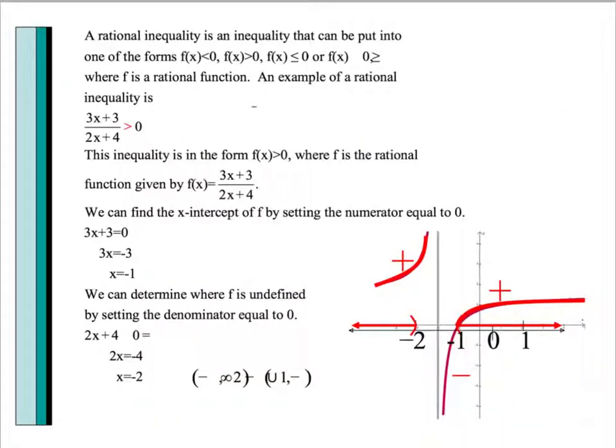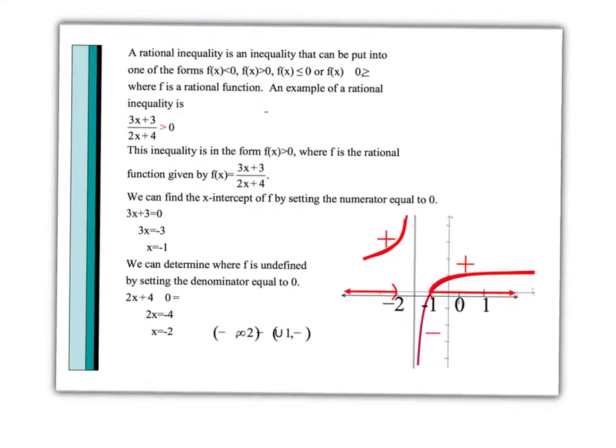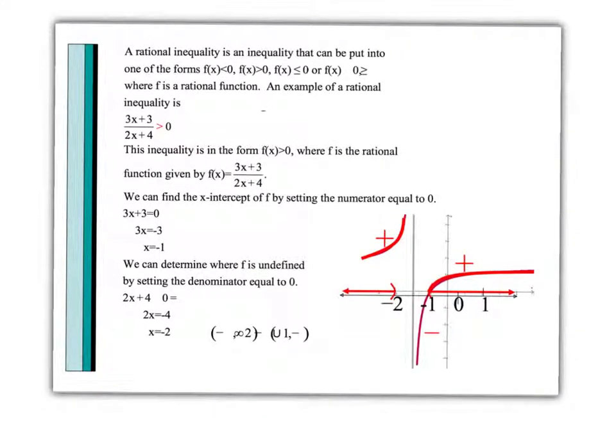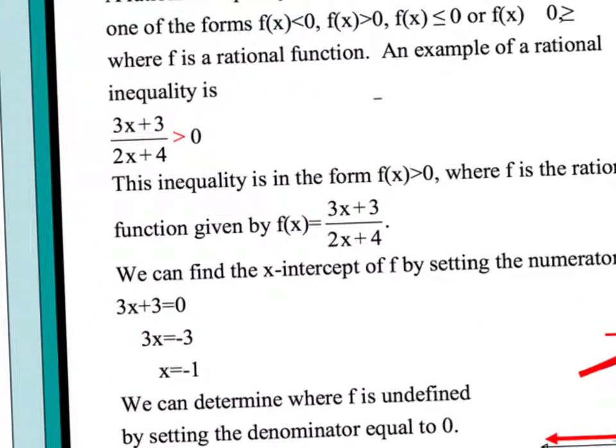A rational inequality is an inequality that can be put into one of the forms: f of x is less than 0, f of x is greater than 0, f of x is less than or equal to 0, or f of x is greater than or equal to 0. That's what this last point should say. Where f is a rational function. An example of a rational inequality is the following. So here's our example: 3x plus 3 over 2x plus 4 is greater than 0.